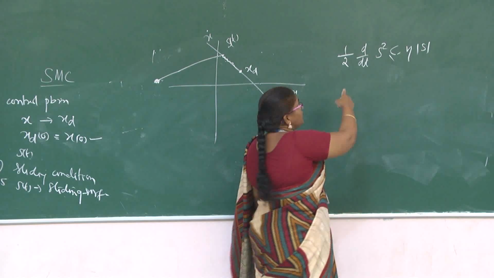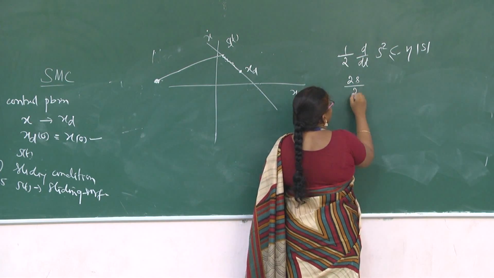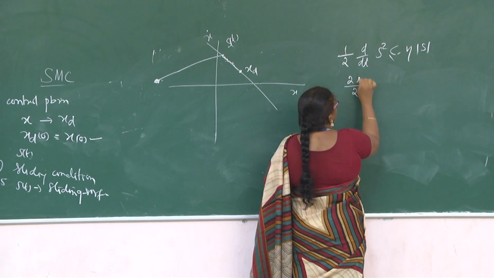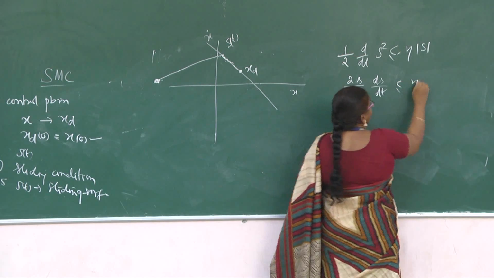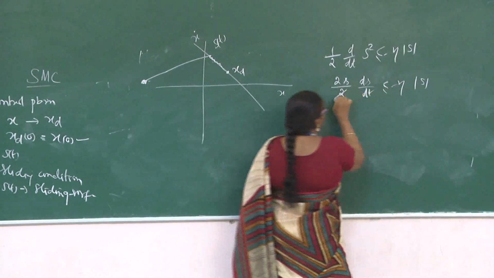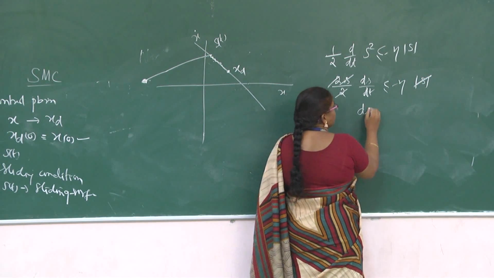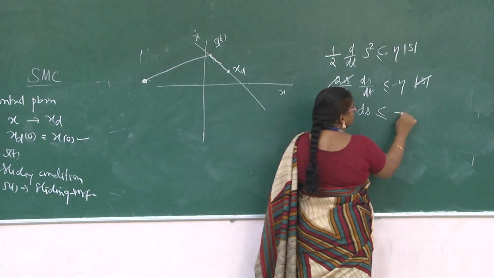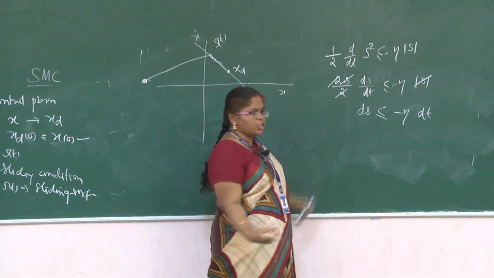Okay, and then we simplify this. When you differentiate this, it becomes 2s by 2, and then ds by dt less than or equal to minus eta s. Then the 2 cancels, and this s and this s will get cancelled, then ds is less than or equal to minus eta dt. In order to get the sliding surface I need to integrate it.